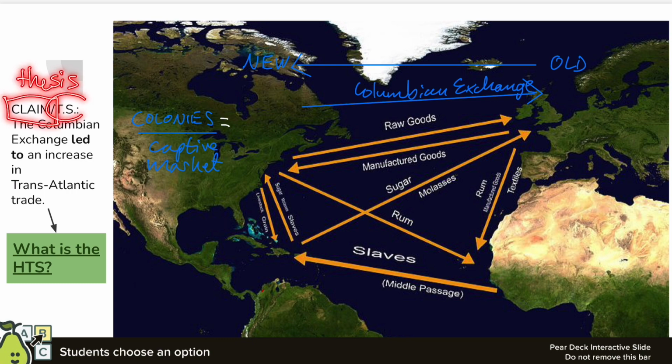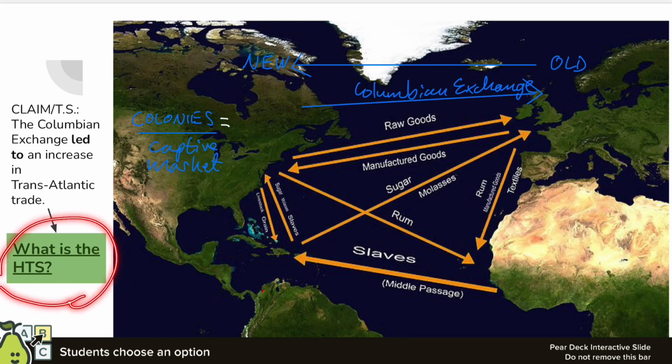This is going to be a claim. Specifically, this could be an example of a topic sentence. So at the beginning of a paragraph, that's what you're going to tell the reader your paragraph is going to cover, be about. And in this claim, it says, the Columbian exchange led to an increase in transatlantic trade. Go ahead and identify the historical thinking skill and tell me how you know it's that historical thinking skill. What part of the topic sentence led you to believe, oh, this is this historical thinking skill?